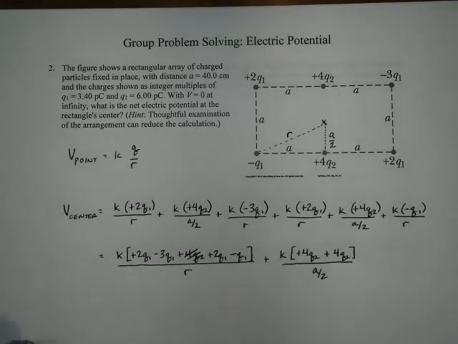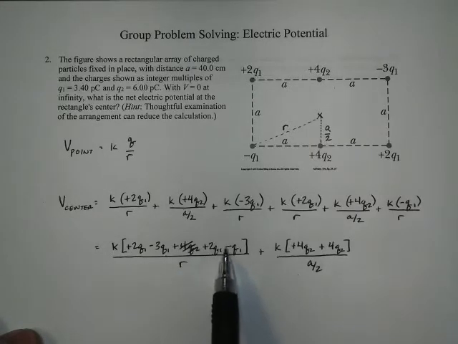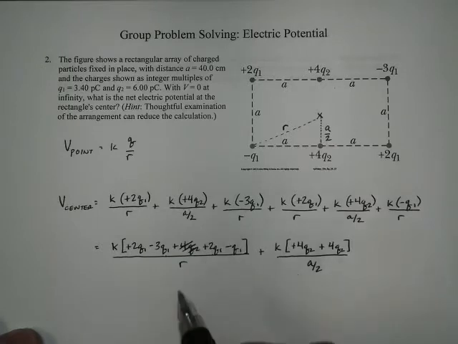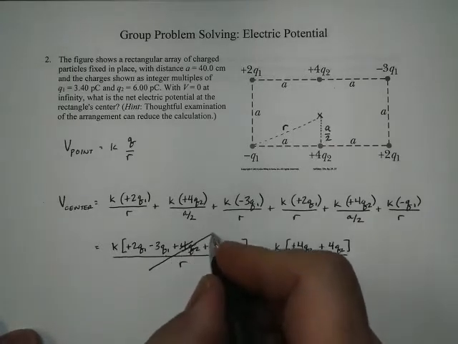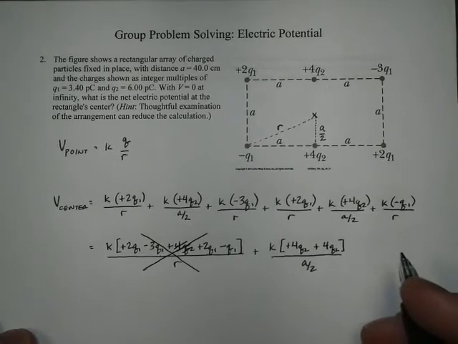So let's look at the term that has the R in it right here. I've got plus 2Q1 minus 3Q1 plus 2Q1 minus Q1. All of that stuff in the parentheses sums to 0, which means I get no overall contribution to the electric potential from that first term. Things don't cancel in the second term, but we can reduce them a little bit.